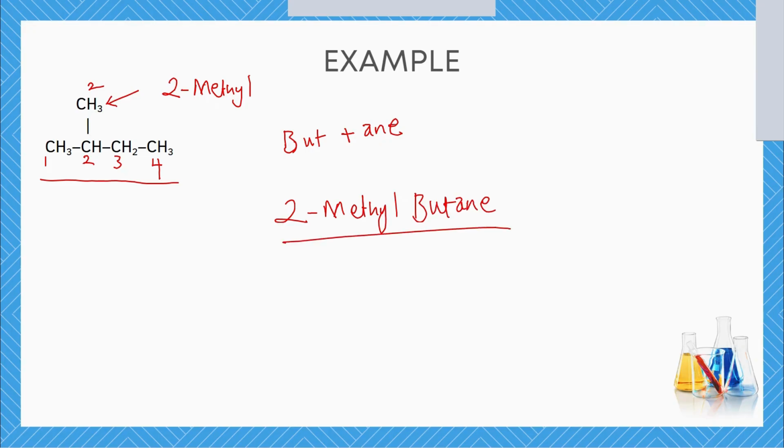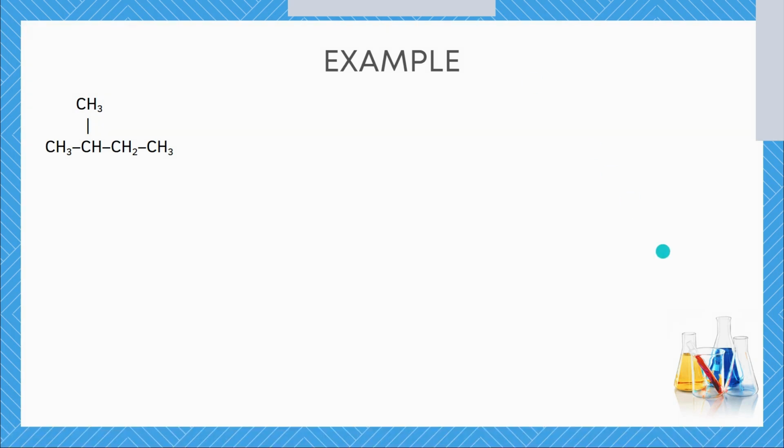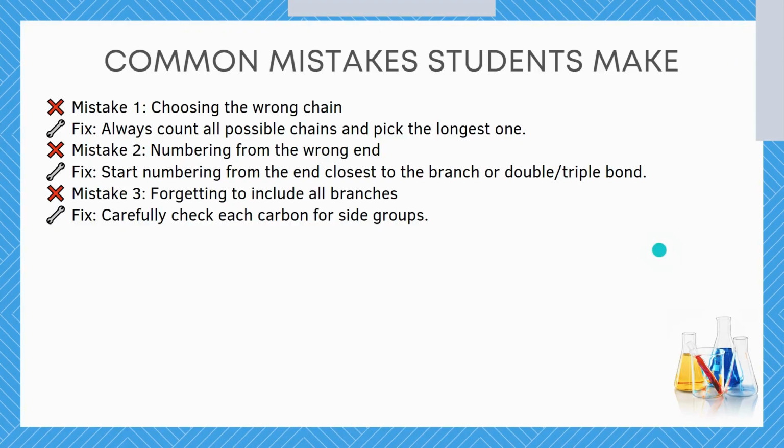So the name of this compound is 2-methyl butane. Let's do another example and see what we will get. Before we do that, here are some common mistakes that students usually make whenever they want to name organic compounds.